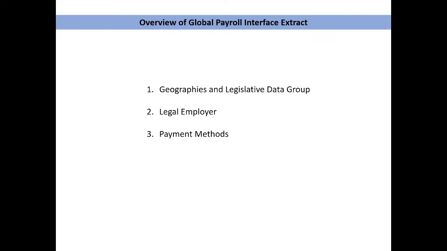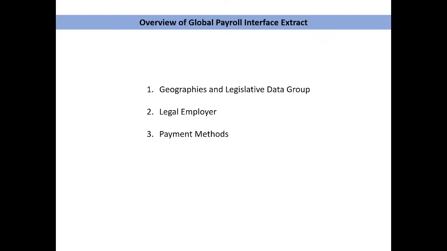destination. So before you begin, you have to load the geography first, then you have to create your one and only legislative data group. Then you have to define your legal entity as a legal employer. Basically, a legal employer is a legal entity that employs the worker. And then you have to define your payment method. When you define your payment method, you have to select payment type as EFT, electronic fund transfer.